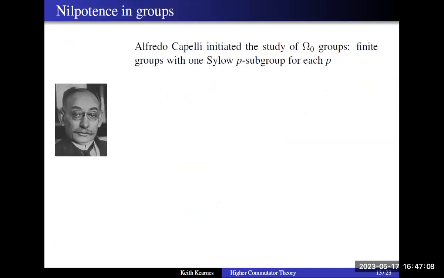Okay, so nilpotents in groups were discovered before the commutator was discovered. This comes from the work of Capelli. Right after Sylow proved the Sylow theorems, Capelli asked, what can you say about finite groups where there's exactly one Sylow subgroup for every prime? He called those omega zero groups, and he studied their structure. Nowadays, that's exactly what a finite nilpotent group is. There's exactly one Sylow subgroup for every prime.